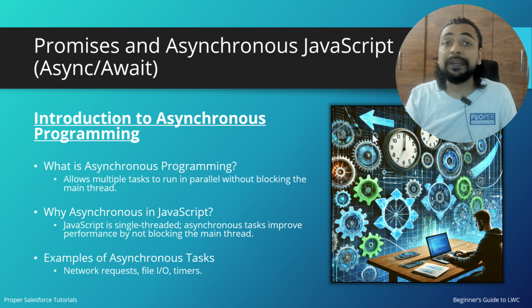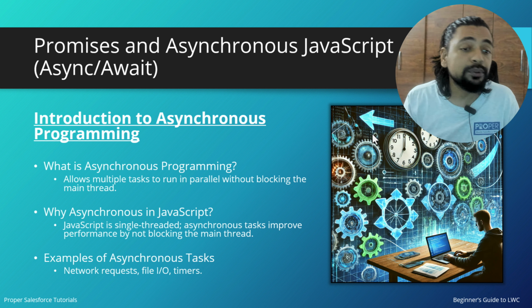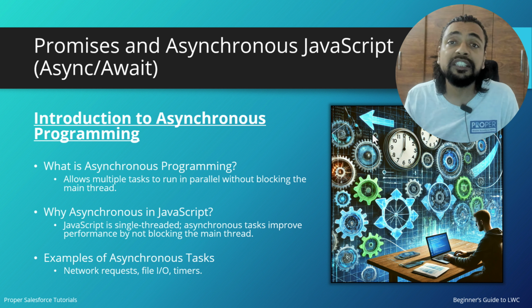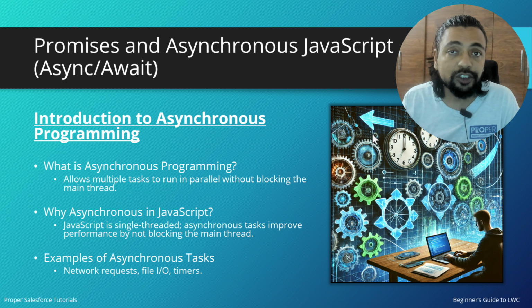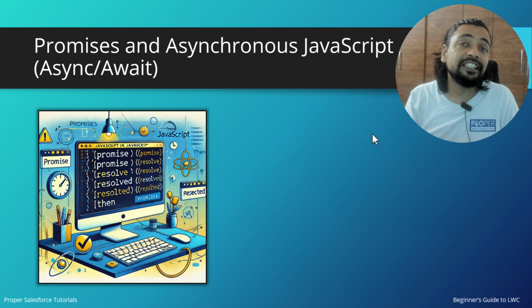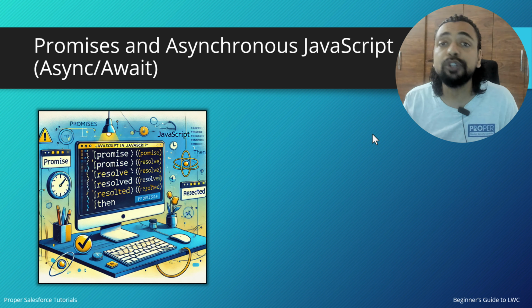Examples of places where asynchronous tasks can be used are network requests, file input output, or timers. In all these situations we need asynchronous tasks to be performed because we want the tasks to be performed simultaneously. Now one of the ways we achieve asynchronous behavior in JavaScript is by use of promises.